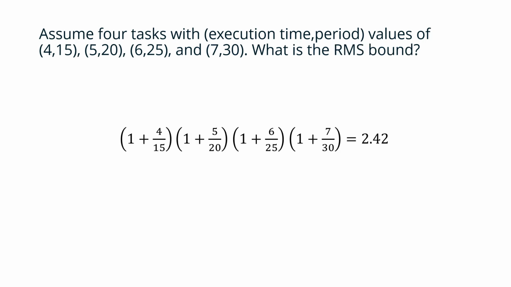What's the RMS bound? Well, the RMS bound is just the equation I gave in class. The RMS bound is 2.42. Since that's greater than 2, we can't guarantee this will work with rate monotonic scheduling, RMS scheduling. It might, or it might not. But if you're under the bound, it guarantees it is schedulable. If you're over the bound, maybe, maybe not. We don't know. There's no way to know.